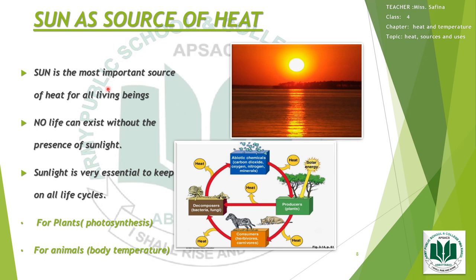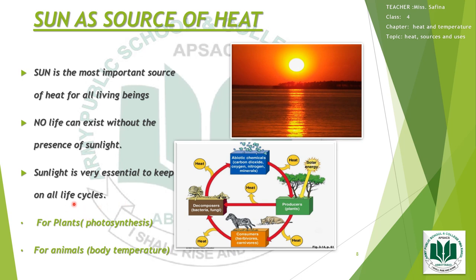Students, now we are going to discuss the main source of heat which is very essential for all types of organisms, the sun. So, the sun is the most important source of heat for all types of living beings. No life can exist without the presence of sunlight. Sunlight is very essential to keep on all life cycles. Sun energy or sunlight is very essential for plants and it is very essential for animals.